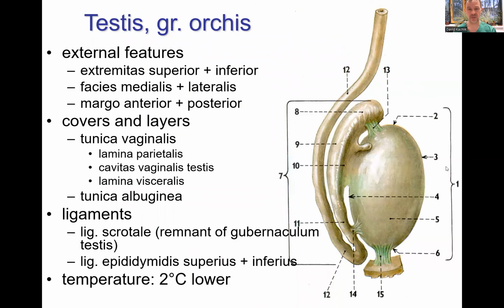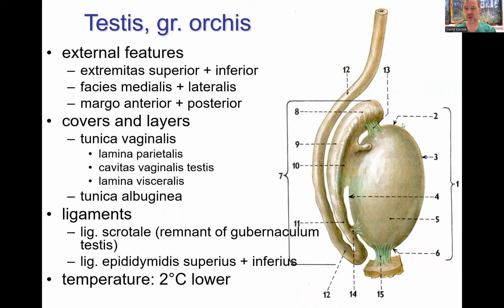So we can start with testis, in English testicle, in Greek orchis, and you can hear the term orchis in the name of orchideas, which are plants, and their root reminds of the testis. So testis is a gonade, and it's an egg-shaped gland.